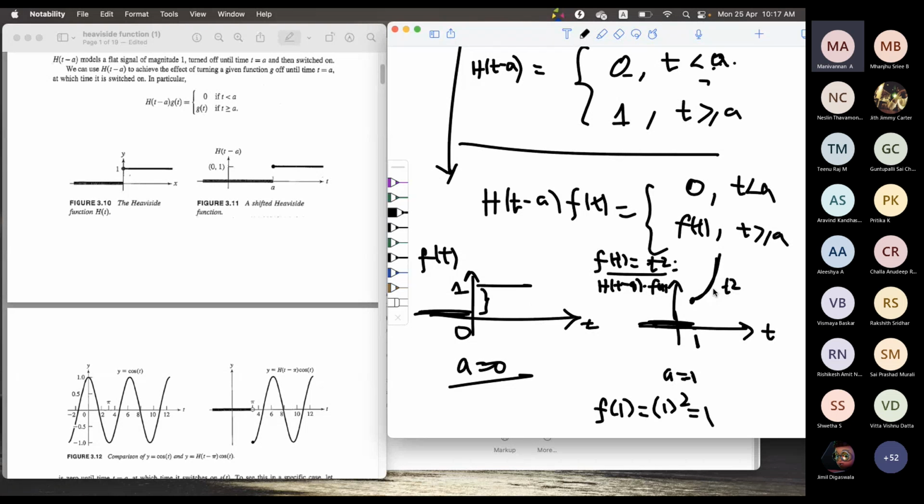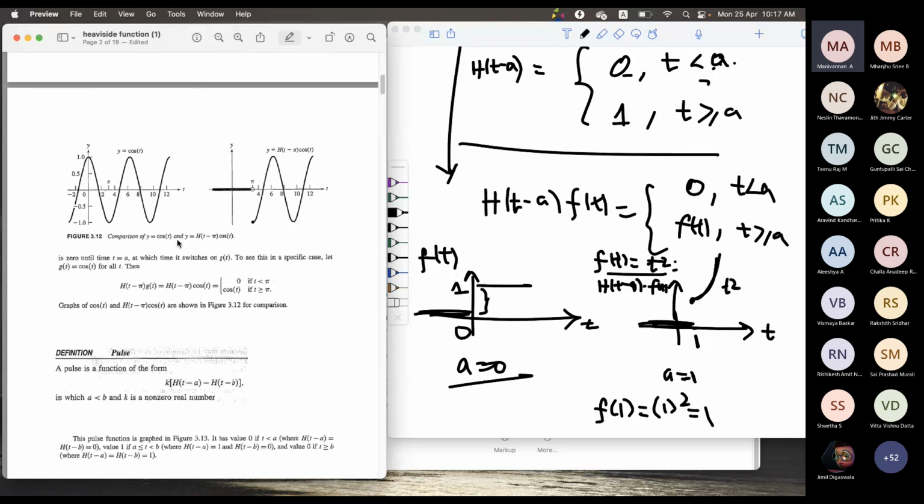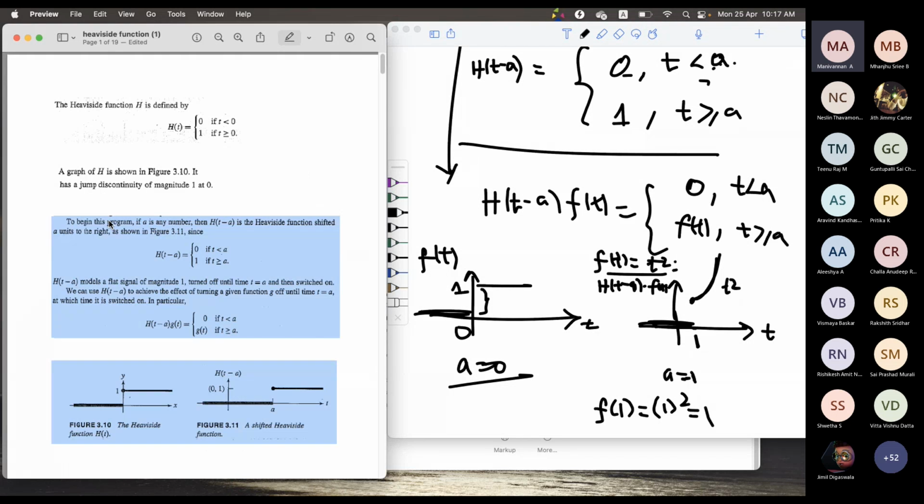Like that, if you look here, this is my cos t function. Suppose y equals cos t, and the function is h of t minus pi into cos t, which means my a is pi. Just compare this: a is pi and f of t is cos t. So until this pi, my function value is 0. Then from pi onwards, the function follows the nature of the graph of cos t, so it is going to start from this point. Is it clear?